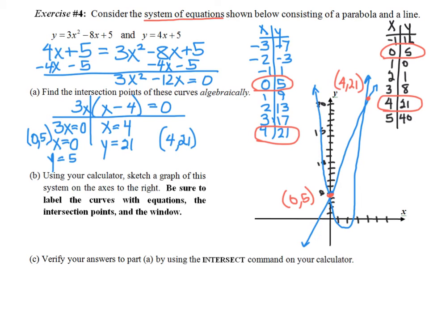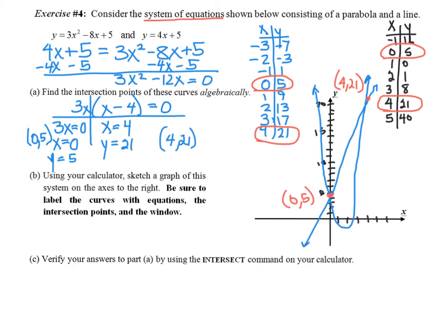Check your tables with my tables, and your graph hopefully looks a little bit smoother than mine does, but I'm seeing that my parabola and my line intersect at the points 0, 5 and 4, 21. This is shown both on my graphs and also on the tables of values. If you inspect both tables, you'll notice that the point 0, 5 appears in both tables, as does the point 4, 21.